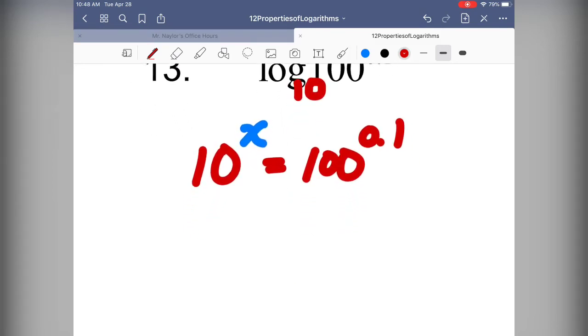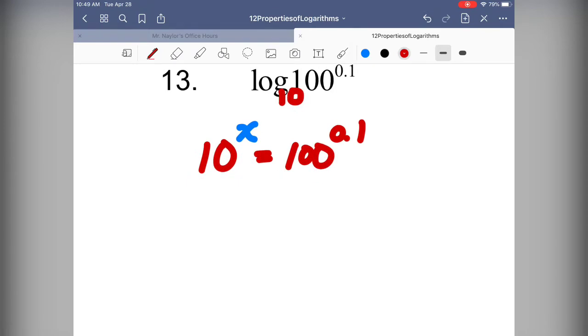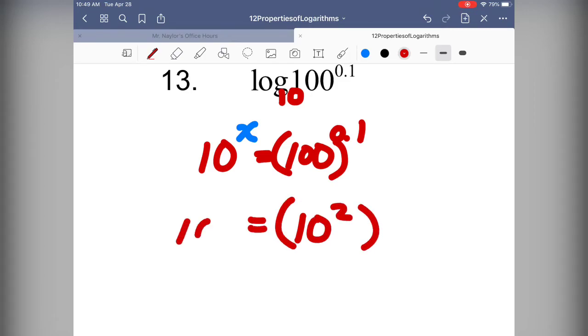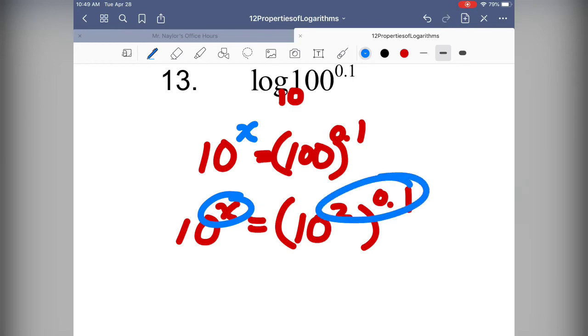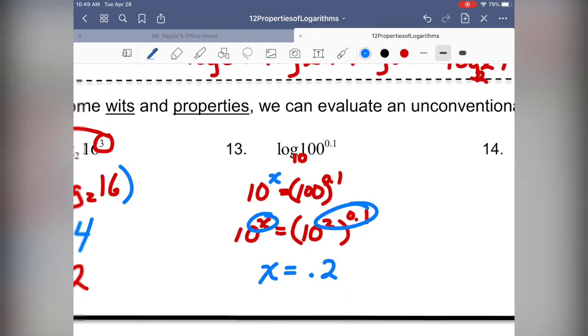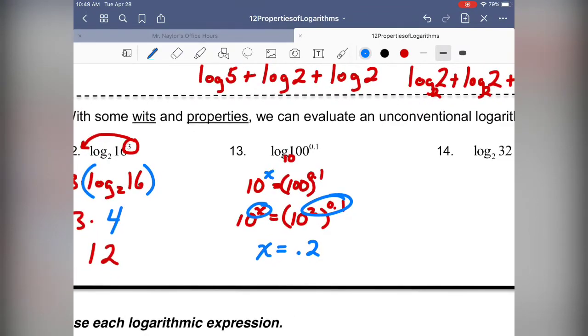And now I've got myself a situation where we can match the bases. We talked yesterday that I can make this be a base 10. That is, I can make 100 look like 10 squared. And now I can say that my exponents have to be the same. We know that x would have to be the same as these 2 exponents. Of course, you multiply those exponents, which is why we end up with 0.2. Now, what I did there was I used a method entirely from yesterday, which was, again, matching the bases.